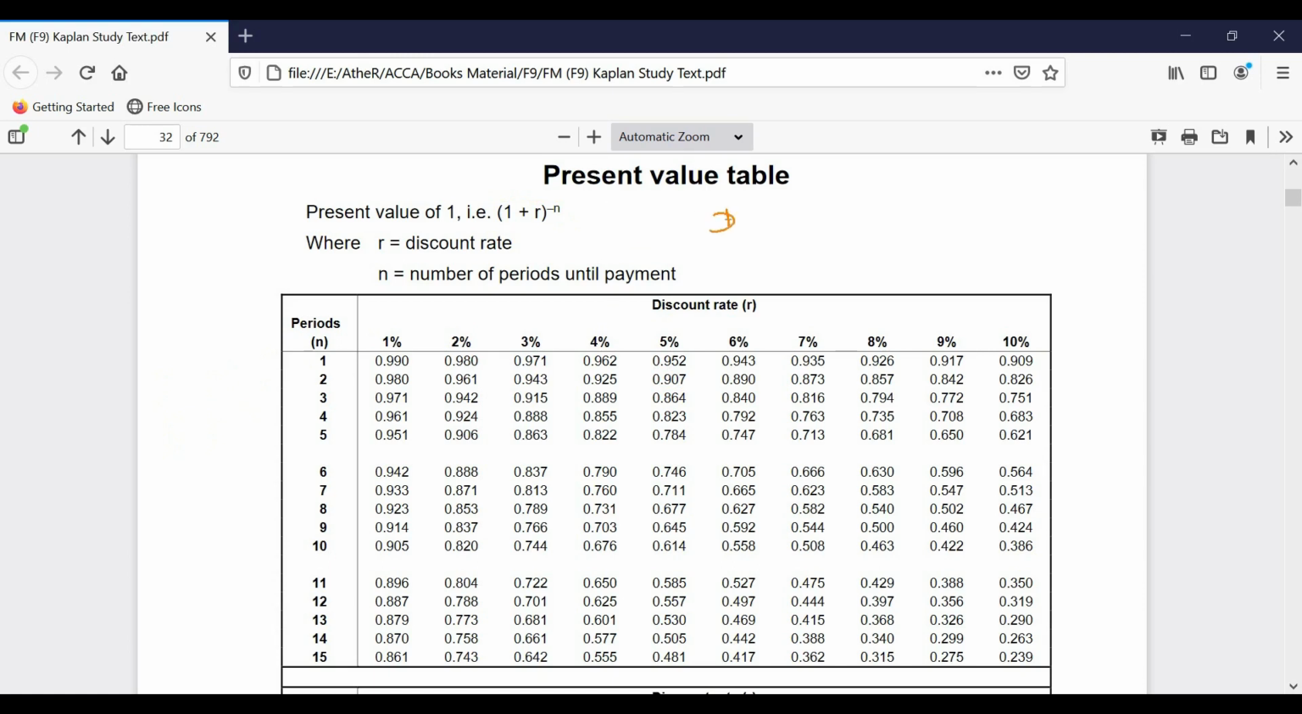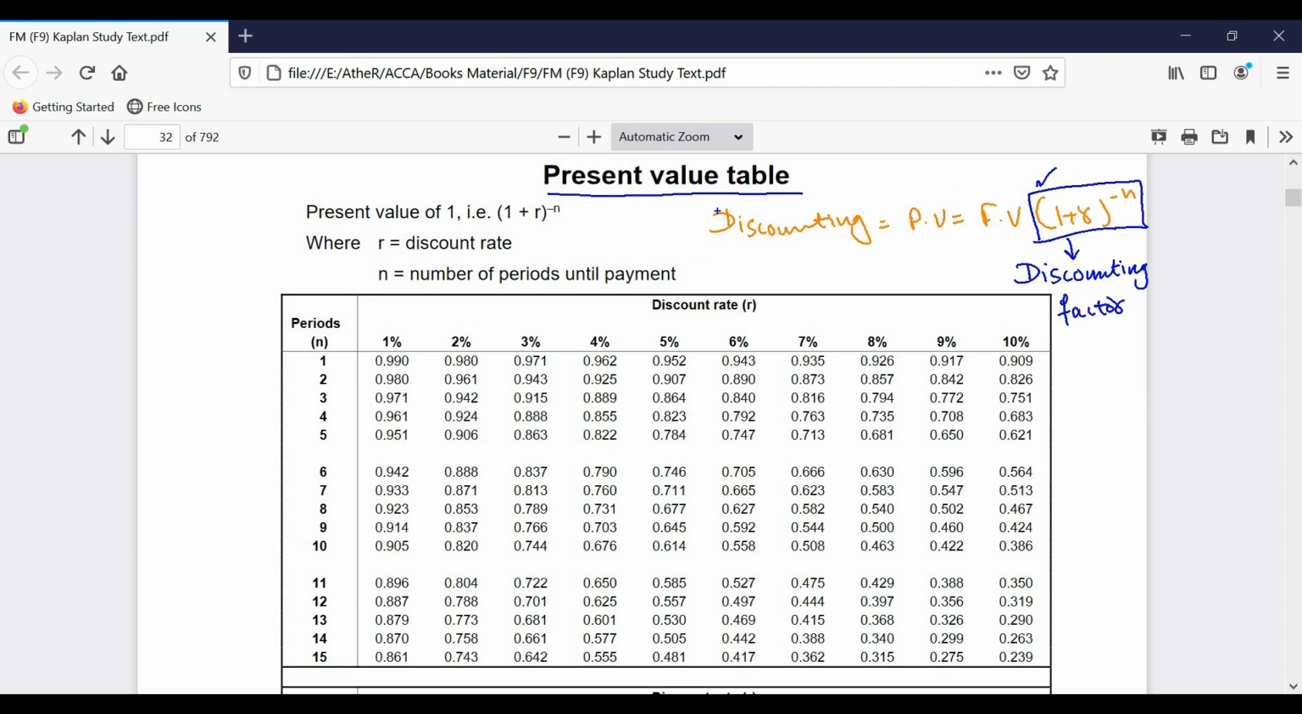As we know, the formula for discounting was present value is equal to future value times (1 plus r) to the power of minus n. Using this equation we can calculate the discounting factor, and trust me, it can save much of your time in your exam. So whenever we solve any question, we will use this formula instead of jumping back to refer to the present value table.